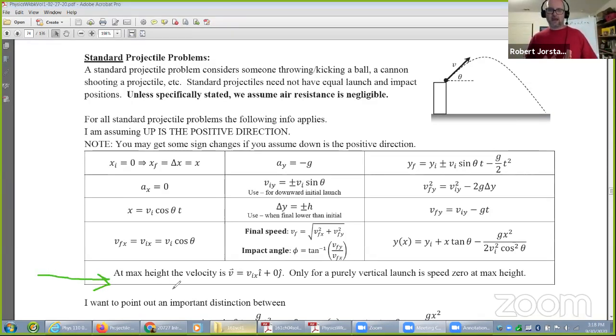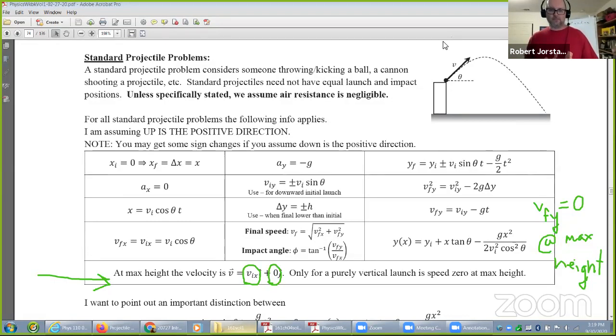Take a look at this. At max height, you're still going to be moving in the x, but you're not moving in the y. So the best way to say it now is v final y equals 0 at max height. So watch out for that. Everybody likes to think the velocity is 0 at max height, but it's only 0 in the y direction. All right.